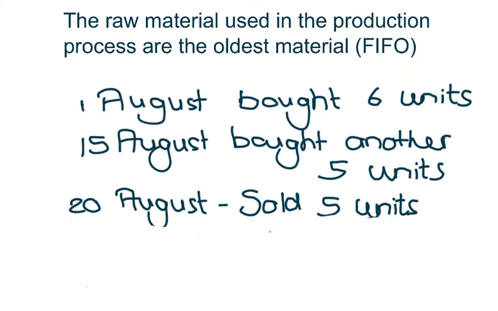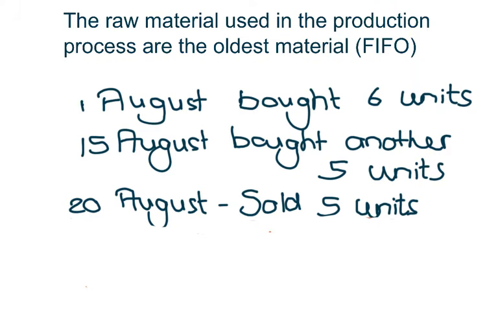All right, so now I'm saying on the 1st of August, I bought 6 units. On the 15th, I bought another 5. And on the 20th, I sold 5. So my question now is, which units did I sell? Did I sell these 5 or did I sell 5 of these 6?